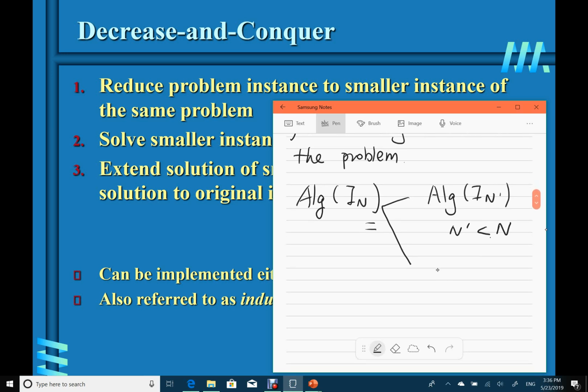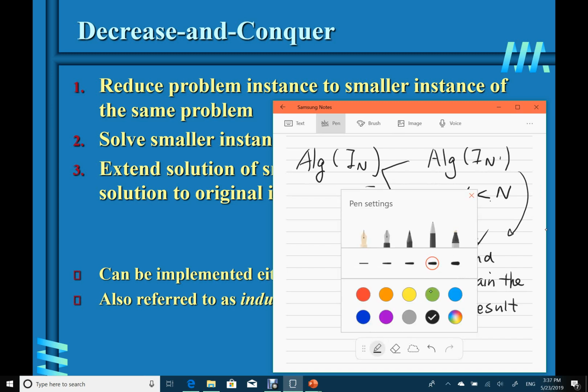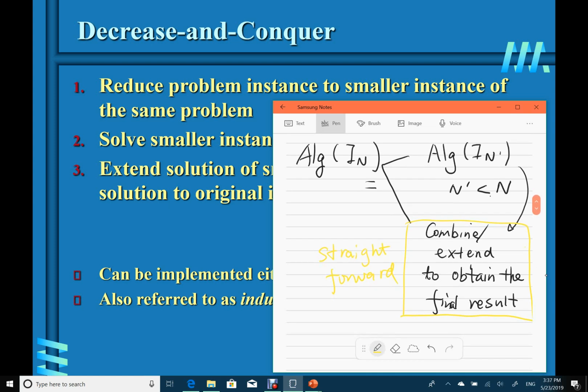Another step is to combine or extend what we have from this solution to obtain the final results. If this second step is very straightforward, then to solve this problem, we change it to solving the smaller problem and then this straightforward step. In that case, we can use decrease and conquer.